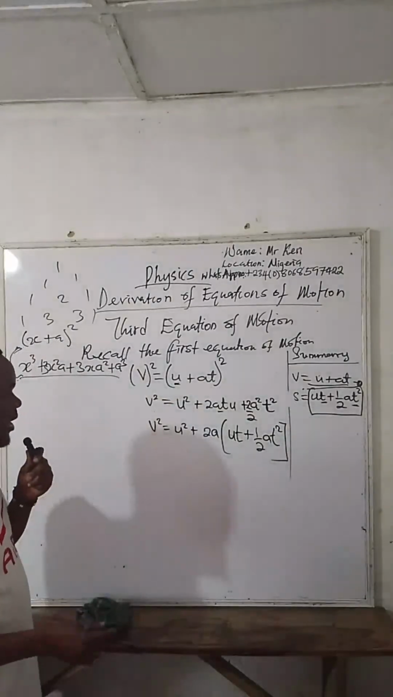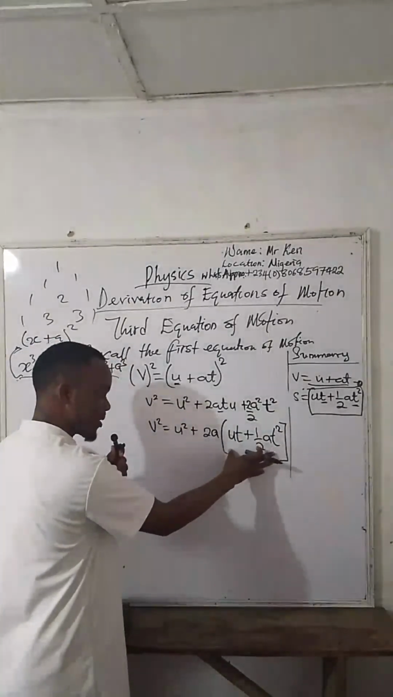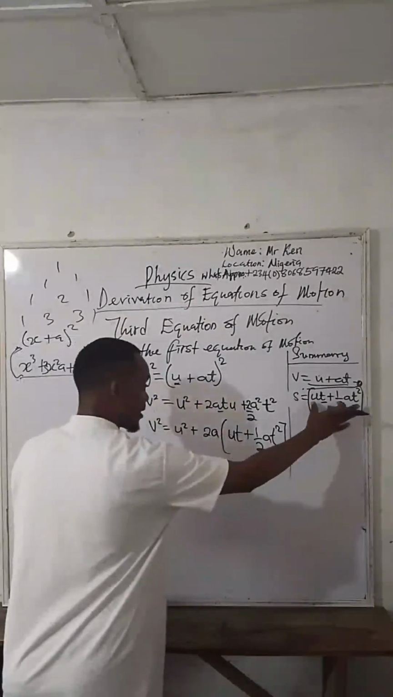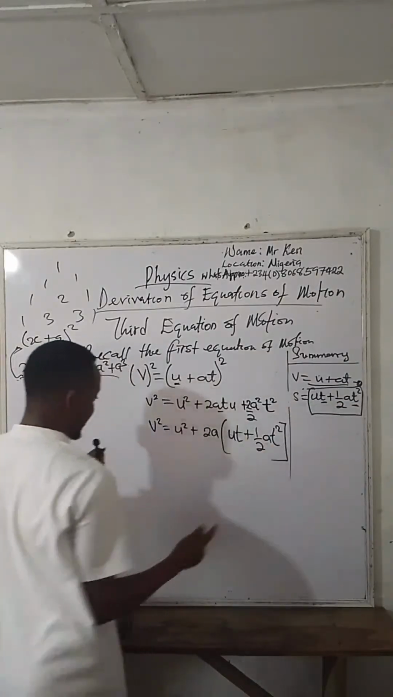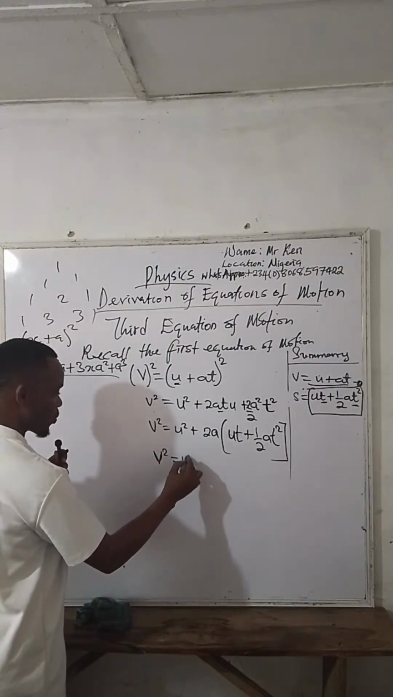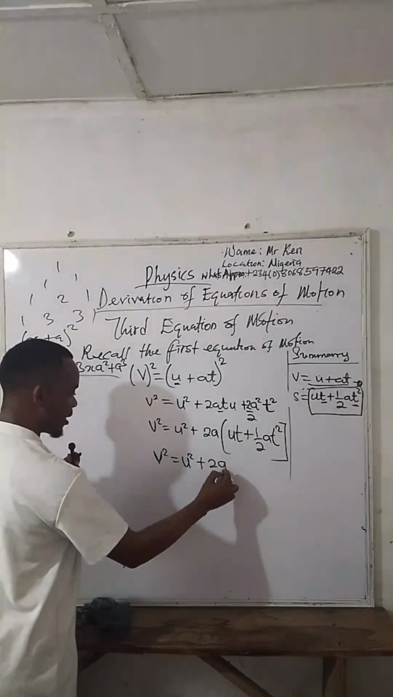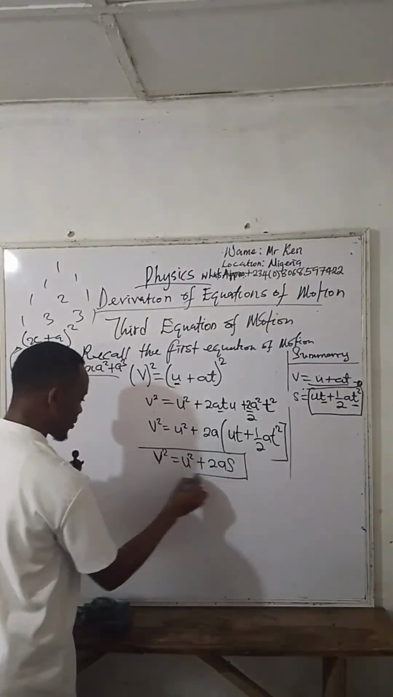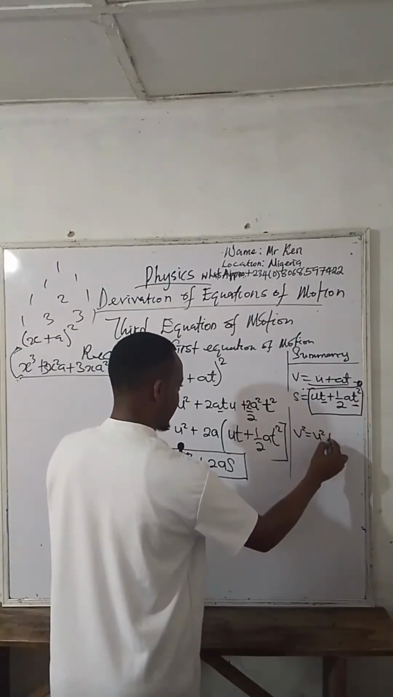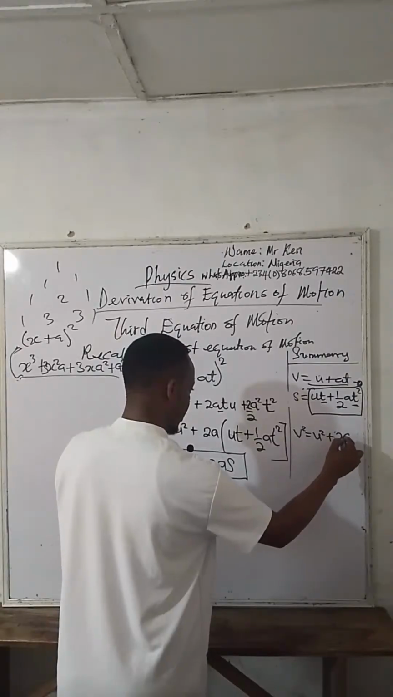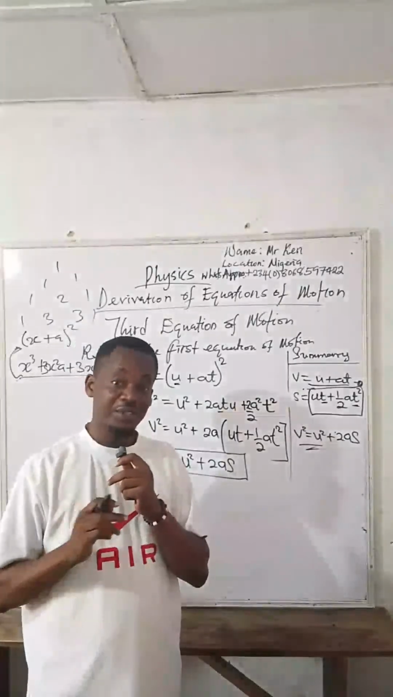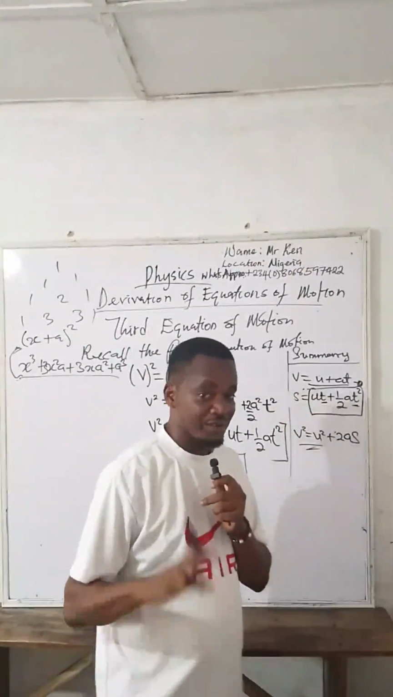Do you follow? Now if you look at this box, if you check the bracket here, what I get here is the same thing. So instead of writing this, I replace it with x. So I get V square is equal to U square plus 2ax, and this one is our third equation of motion. So I come here, I write am: V square is equal to U square plus 2ax. So now that one be our third equation of motion. I hope say they follow. I will explain that if you don't understand.